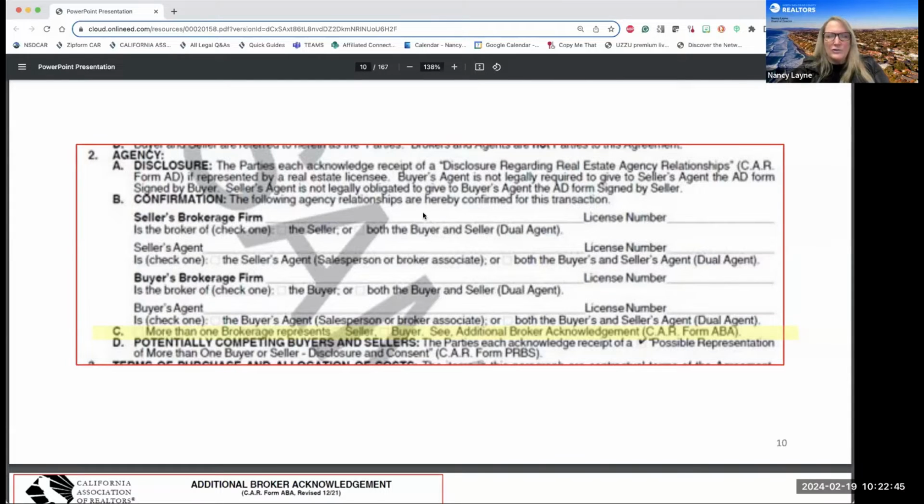The agency disclosures can be signed at the same time as the contract. That's correct. You want it signed first, however, and that's why it's first in the listing. That's how it pops up, and that's how you would want to make sure it gets signed.